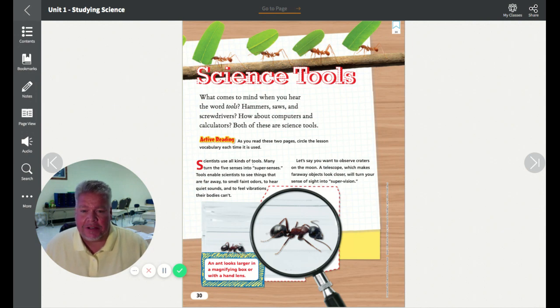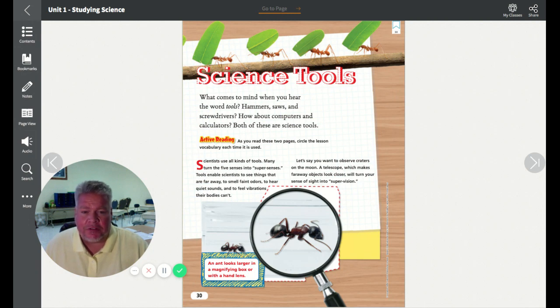Scientists use all kinds of tools. Many turn the five senses into super senses. Tools enable scientists to see things that are far away, to smell faint odors, to hear quiet sounds, and to feel vibrations their bodies can't.